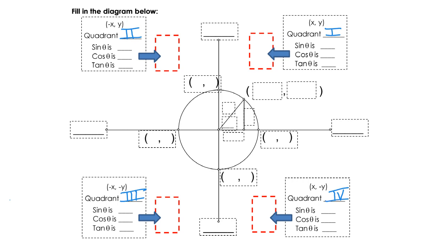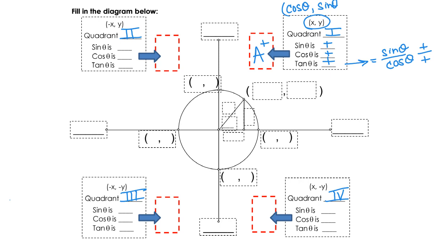Remember, in quadrant 1 both our x and our y are positive, and x represents cosine theta and y is sine theta when we're talking about coordinates on the unit circle. Therefore cosine theta would be positive, sine theta would be positive, and tangent theta is equal to sine theta divided by cosine theta. In this case, that would be a positive divided by a positive, which makes tangent theta positive. So we say all trig functions are positive in quadrant 1.